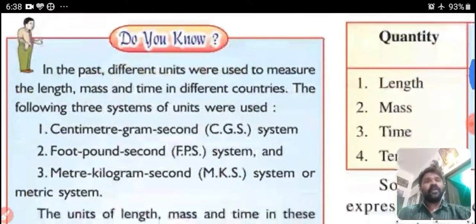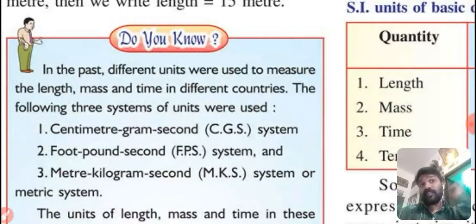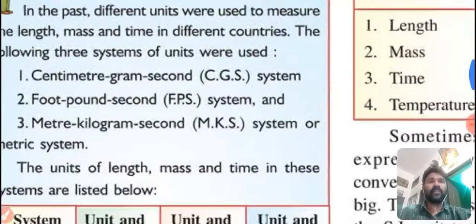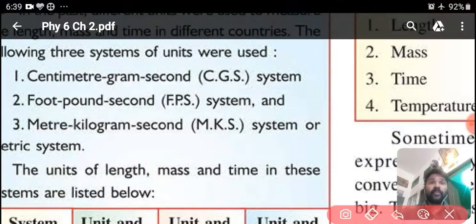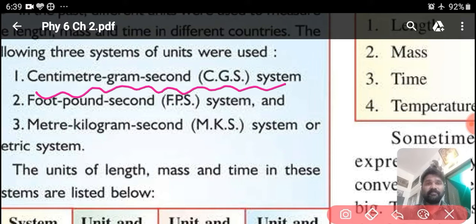So here we are getting one important, interesting fact. In the past, different units were used to measure length, mass and time in different countries. The following three systems of units were used in the past. First one, centimeter, gram, second. The short form is CGS system.